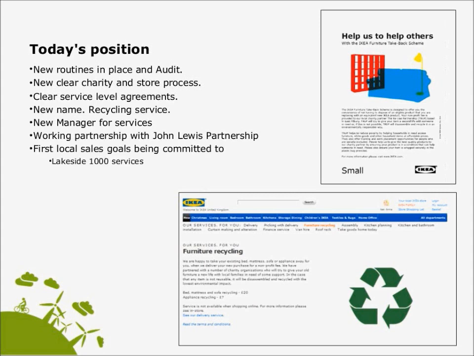And we're now seeing the first sales goals being set by stores of selling a certain set amount of the services per year, and we're getting clear KPIs, and our sales goals are beginning to come to a reality also.